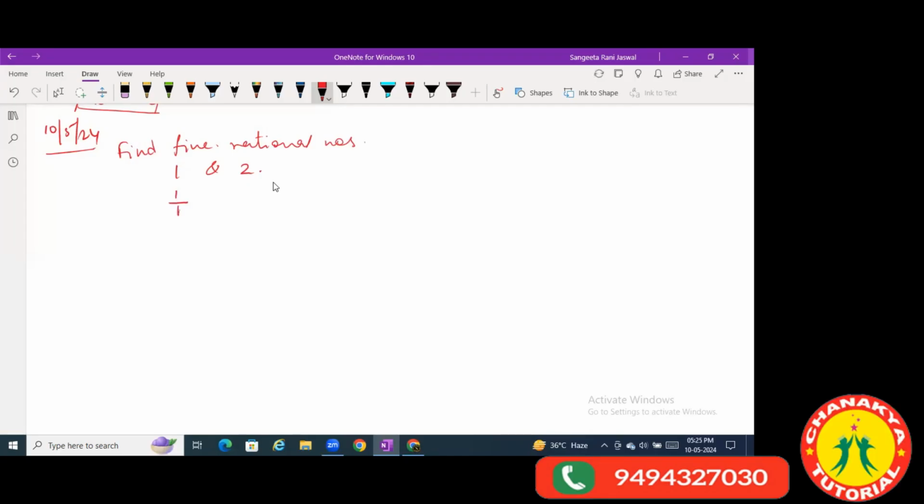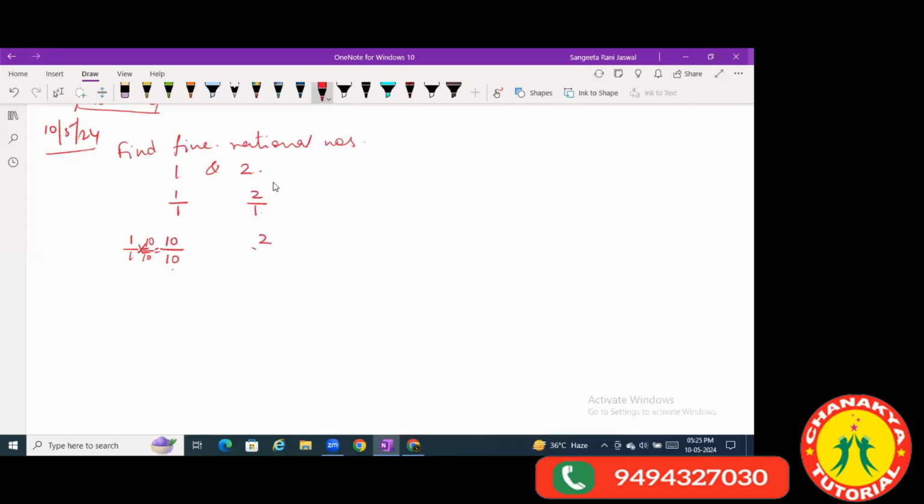This 1 as 1 by 1 and I can write 2 as 2 by 1. Now if I have to find the equivalent fraction of this 1 by 1, suppose I take the number 10. If I multiply numerator and denominator with 10, it becomes 10 by 10. 10 by 10 is 1, right?